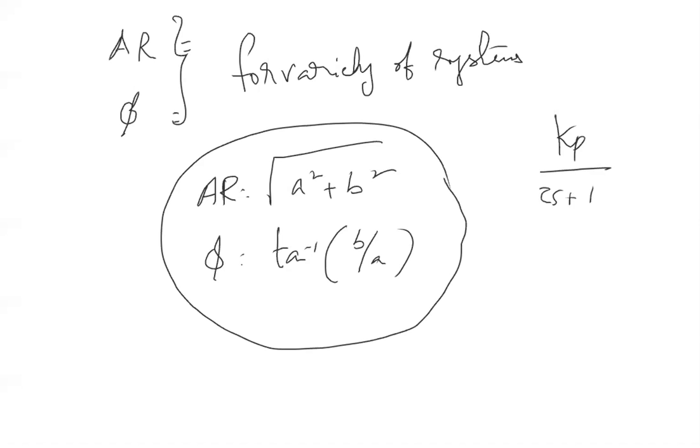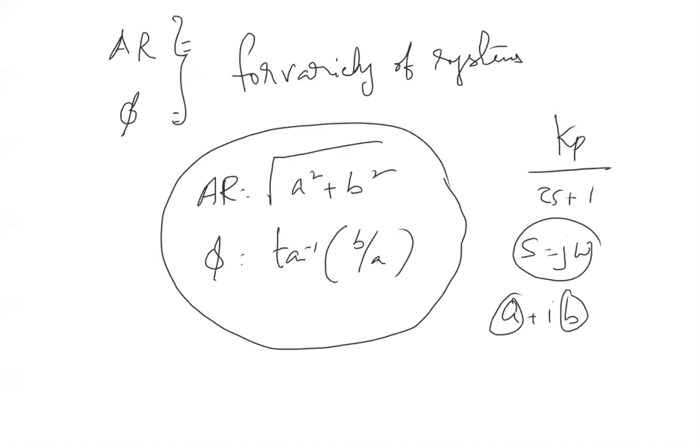Just put s equal to j omega, transfer into a plus ib form. If this is in the denominator, then you have to normalize it. Suppose if this is in the numerator, then no need to normalize it. We have done it for multiple transfer function systems yesterday.